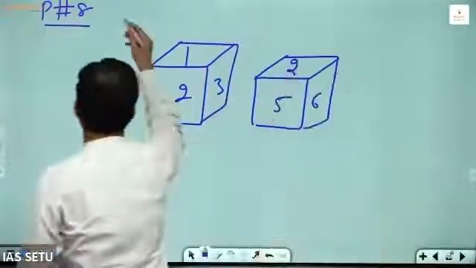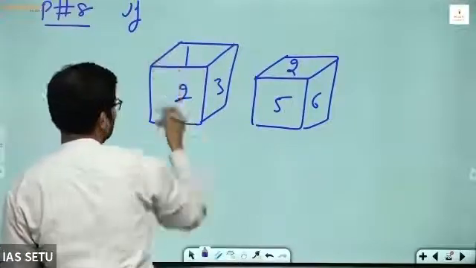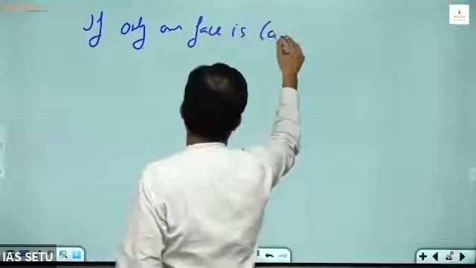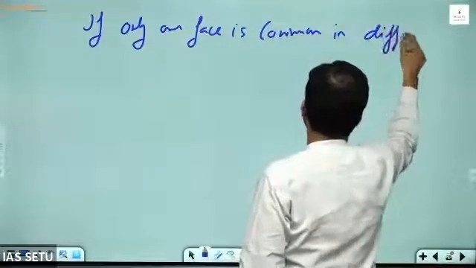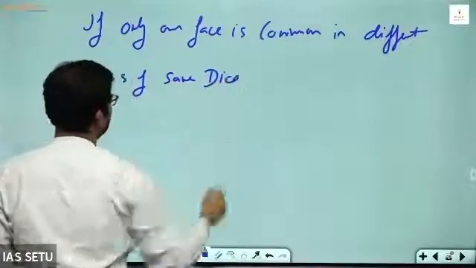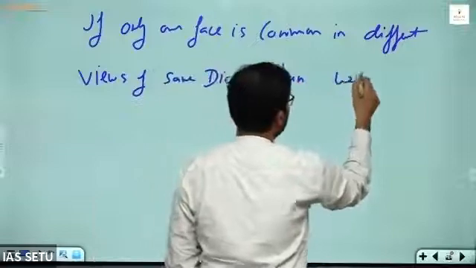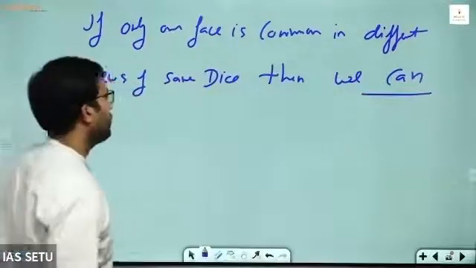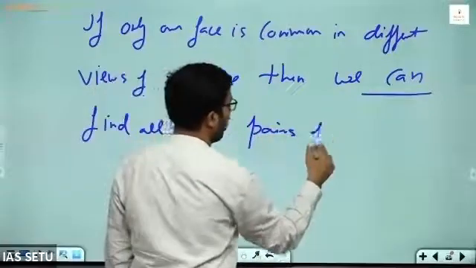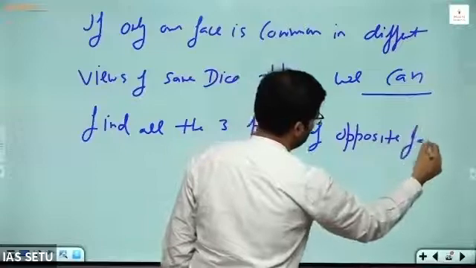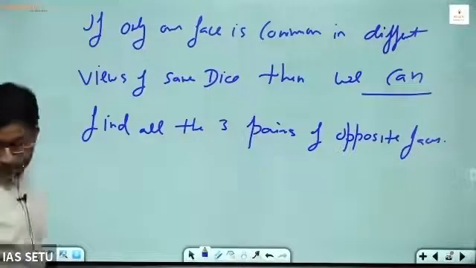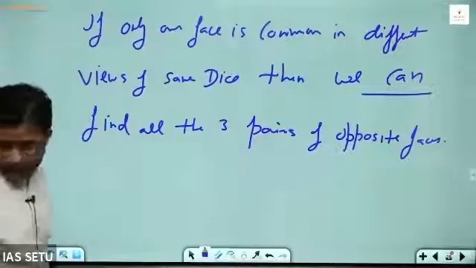If only one face is common in two different views of same dice, then we can, underline the word can, find all the 3 pairs of opposite faces. We can find all the 3 pairs of opposite faces.